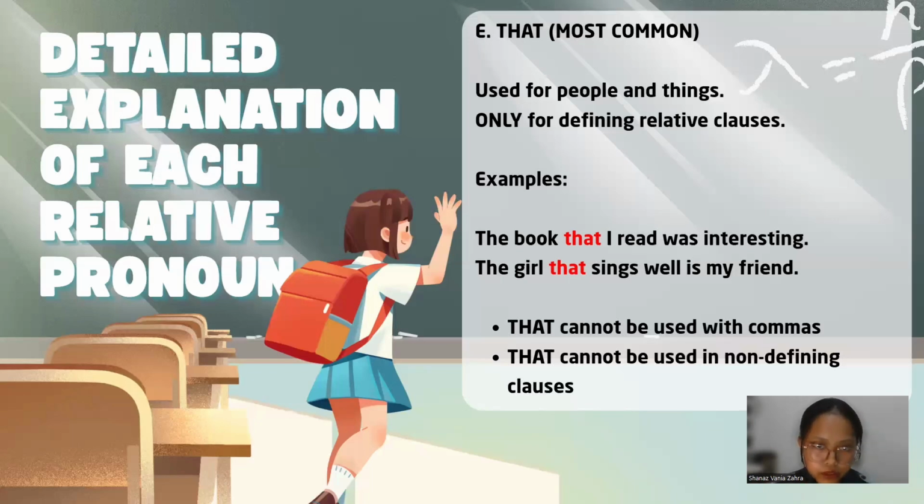It is very important to remember that "that" cannot be used with commas. Because of this, "that" is never used in a non-defining clause. All right, do you understand so far? So let's look at the relative adverb as a connector.